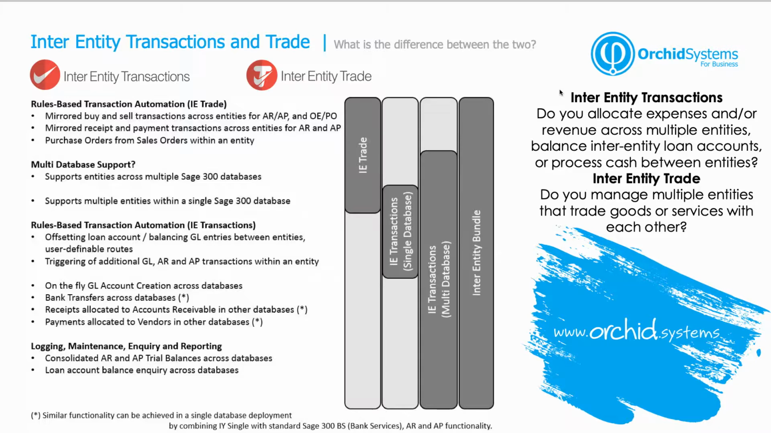Moving on to inter-entity transactions and inter-entity trade, and what is the difference between the two? Inter-entity transactions is required in situations where you allocate expenses and/or revenue across multiple entities, balancing inter-entity loan accounts at the general ledger, or situations where you're processing cash between the entities. Inter-entity trade, on the other hand, is required in situations where you're managing multiple entities that trade goods and services with each other, and you don't want to have to manually create those mirrored entries.